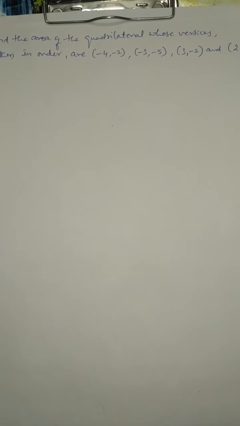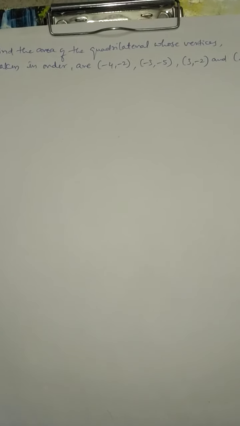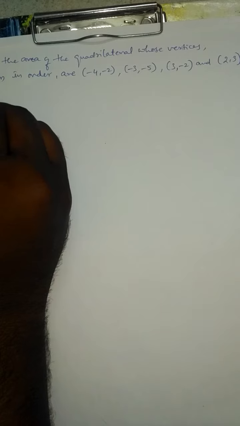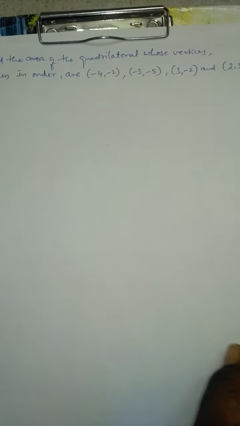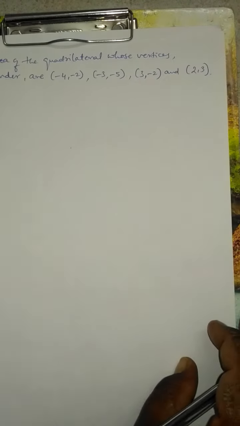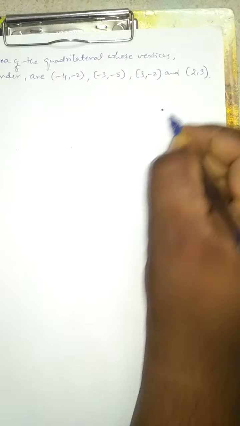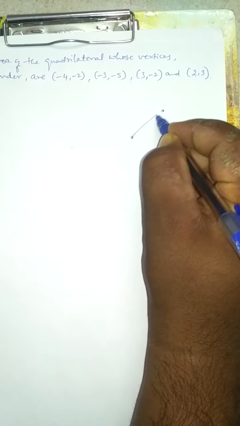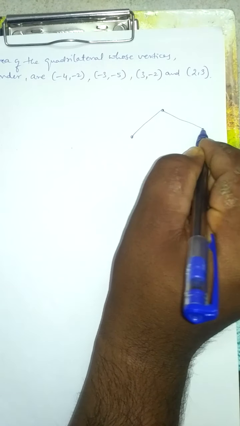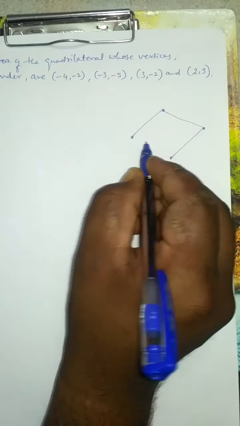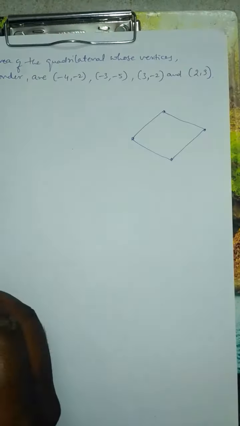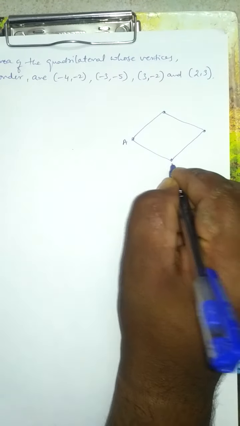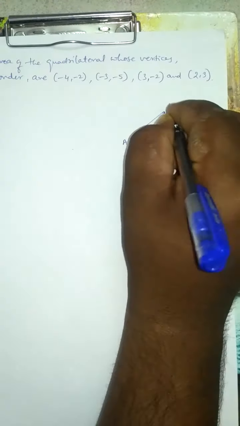See here, coordinates of a quadrilateral are given. So by using that, we have to find out the area of that quadrilateral. Roughly, I am going to take a quadrilateral. It is like this. So this one I am going to name as A, B, C, D.